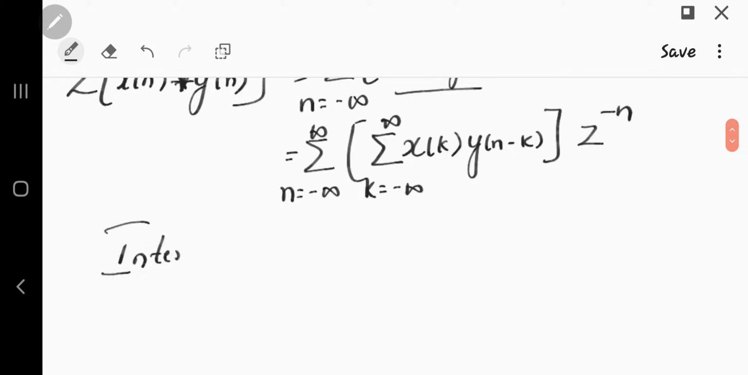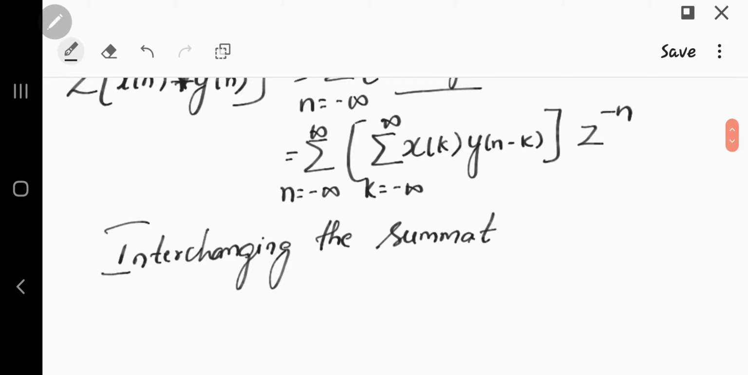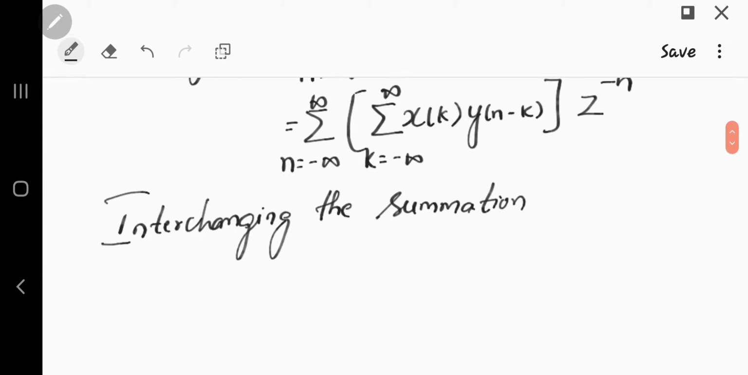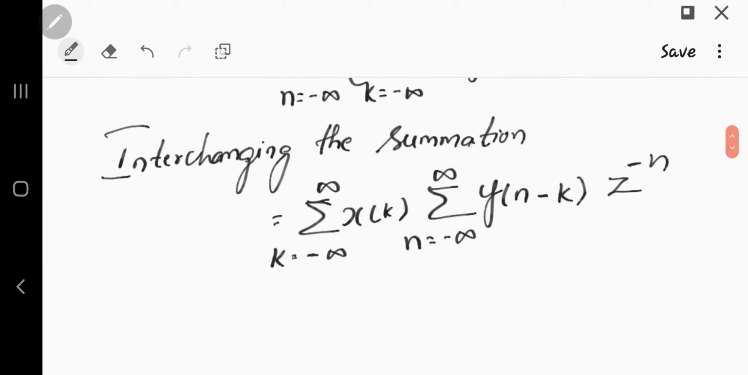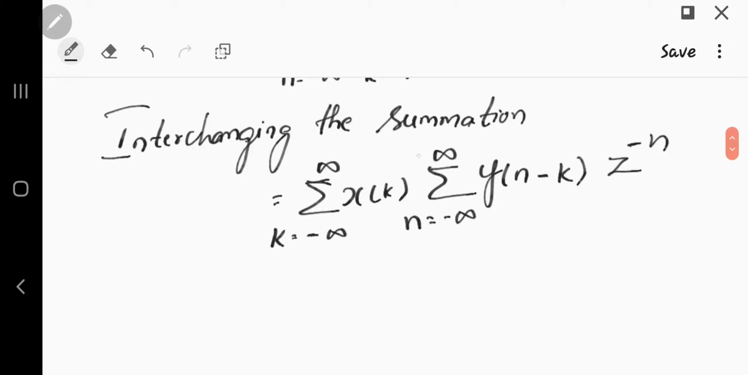So interchanging the summations. Now we interchange this to summation here. Summation k is equal to minus infinity to plus infinity x of k, summation n is equal to minus infinity to plus infinity y of n minus k z to the power of minus n. So we can put this term in the bracket.